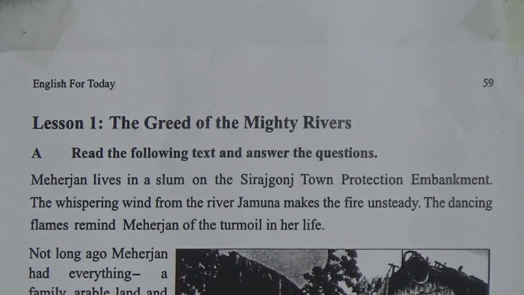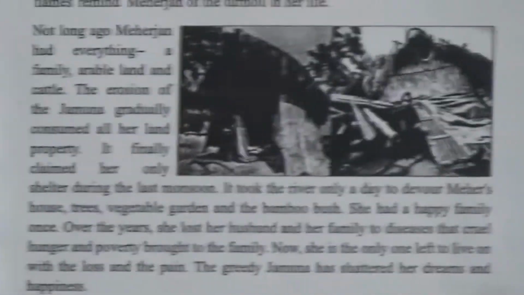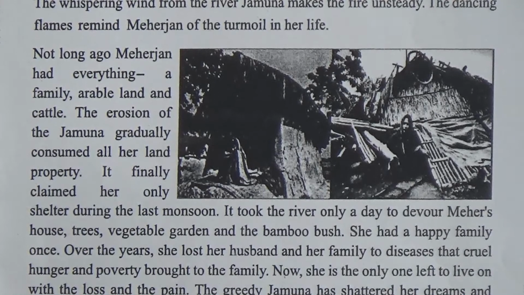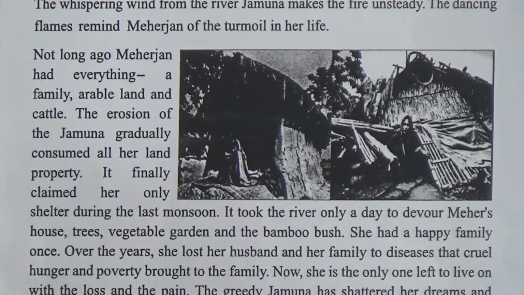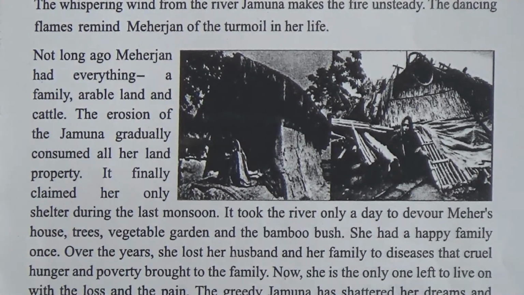Now look at this picture. So there is a woman named Meherjan. She lives in a slum which is on the Shiraganj town protection embankments, and there is a whispering wind. That means there is a wind from the river Jamuna, and it makes the fire unsteady. That means Meherjan is cooking right now, and the dancing flames remind Meherjan of the turmoil in her life. So because of the wind, the flame of the fire is dancing, and it reminds Meherjan about her struggling life.